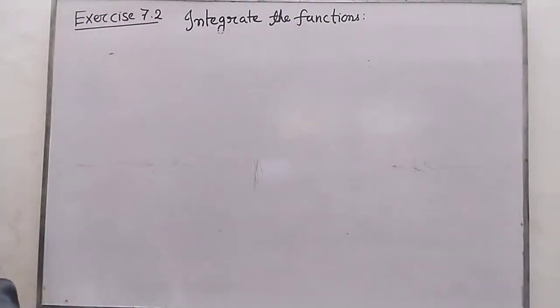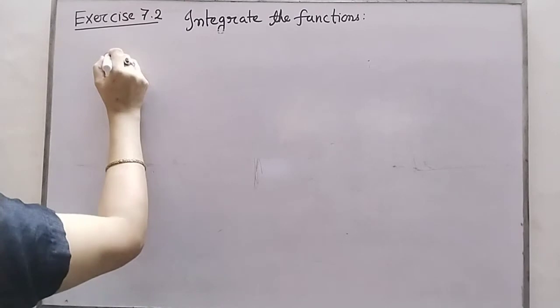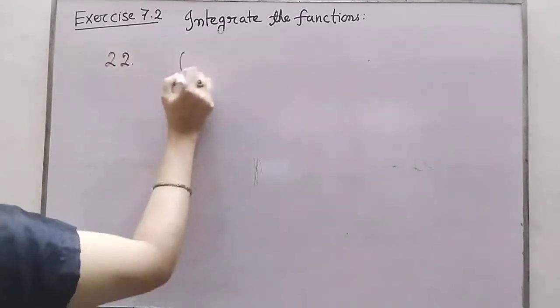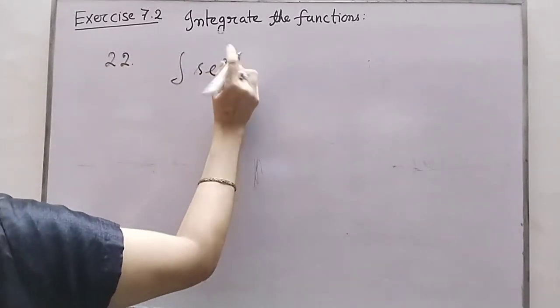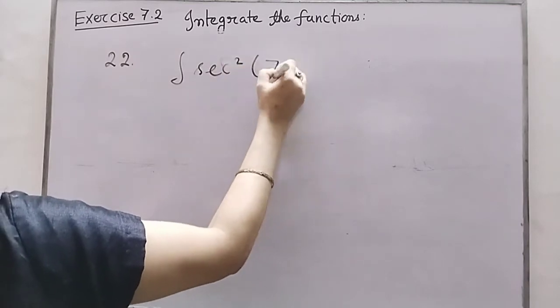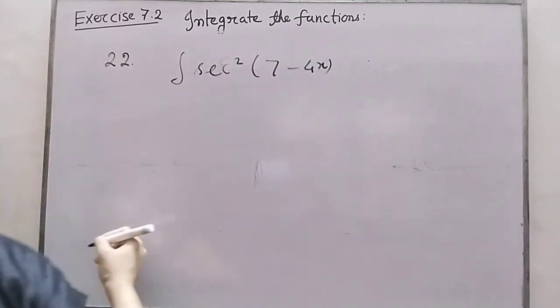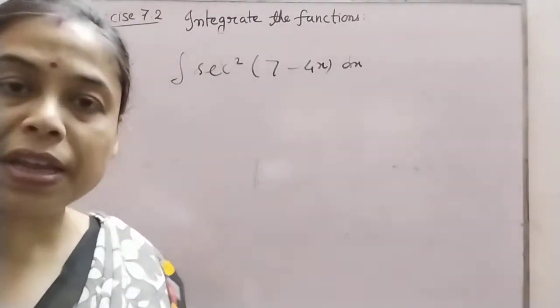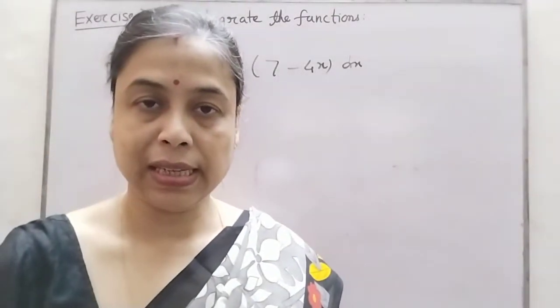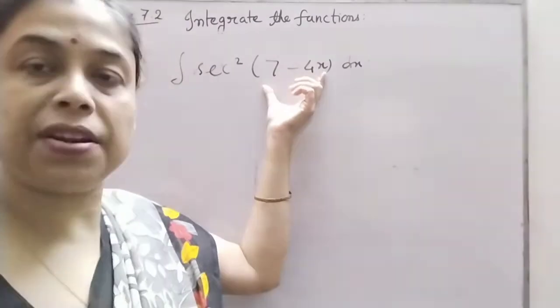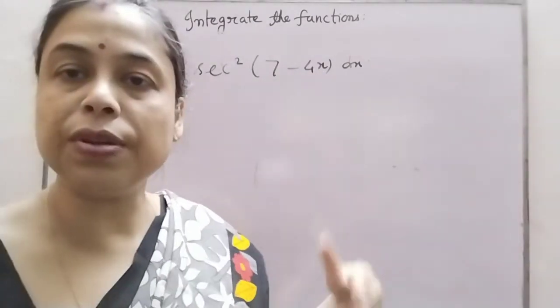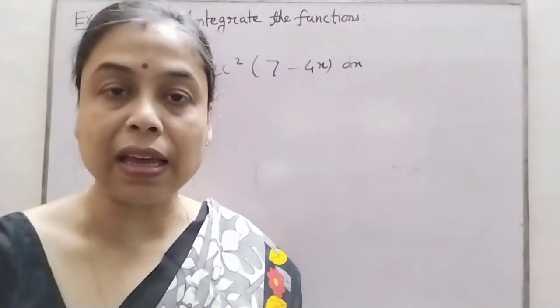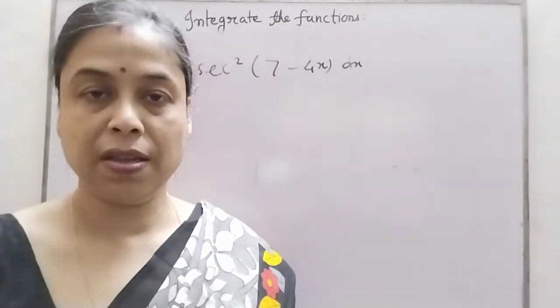Okay, so your question number 22 is integration of sec square of 7 minus 4x. If you see here, it is in the form of sec square. You know the integration of sec square x, but you don't know the integration of this expression. And as I told you in the very beginning, we cannot think like in differentiation.